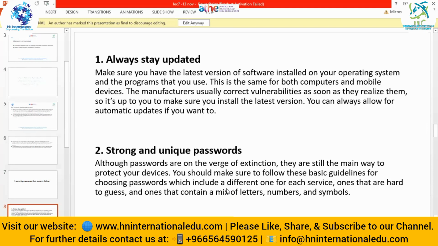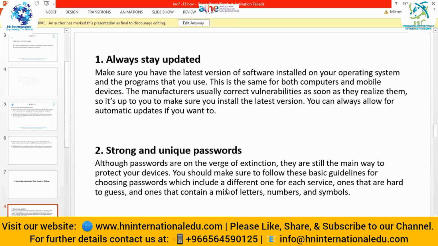Second one is strong and unique passwords. That is the main thing that I've been telling since we started this lecture, one of the basic rules to protect yourself, either from an insider threat, from fake people, or from your colleagues: make a strong and unique password so no hacker can hack it, and use multiple-factor authentication. So if a hacker is able to crack your password, he is not able to enter your device because you have a multi-factor authentication system.